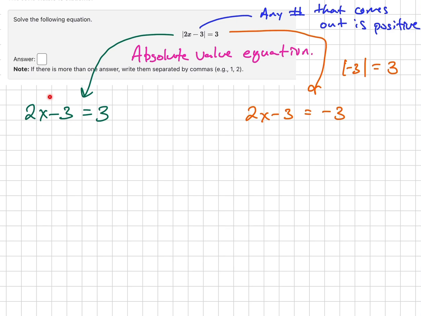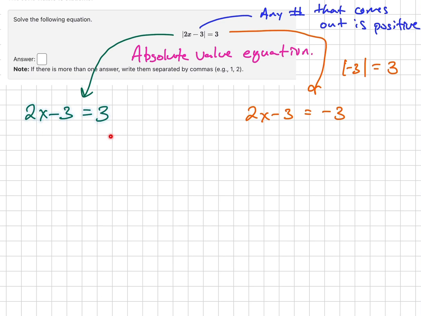So we set up my absolute value equal to the positive version and my absolute value equal to the negative version. And then we solve both equations. That's how easy this is. These are two-step equations. We just solve them. And it's going to be the exact same steps.